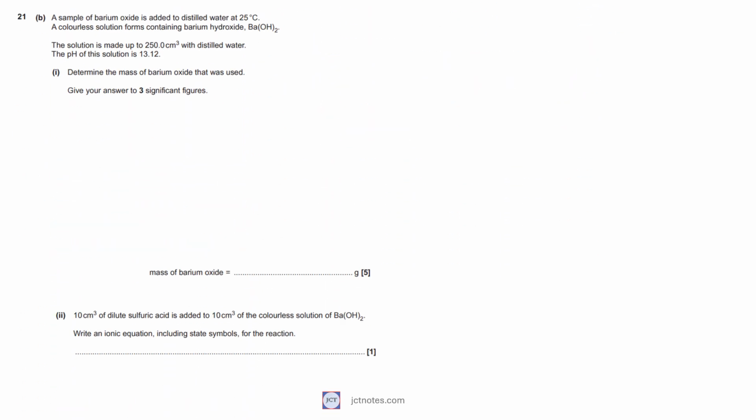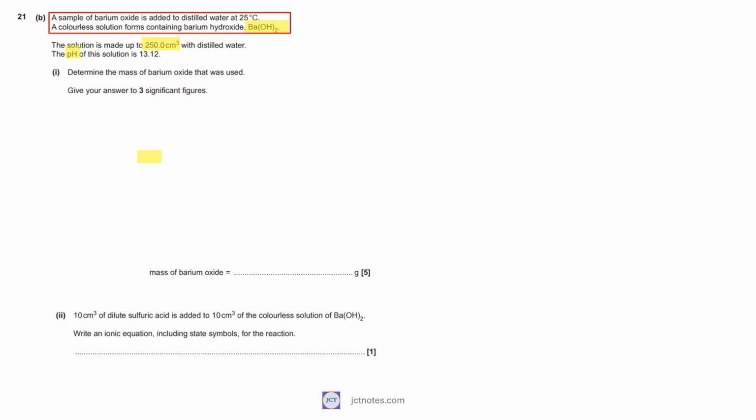In part B of question 21, a sample of barium oxide is added to distilled water at 25 degrees Celsius. A colorless solution forms containing barium hydroxide. The solution is made up to 250 cubic centimeters with distilled water. The pH of this solution is 13.12.